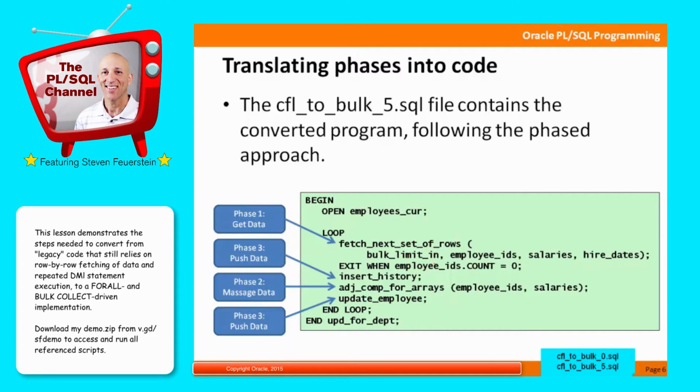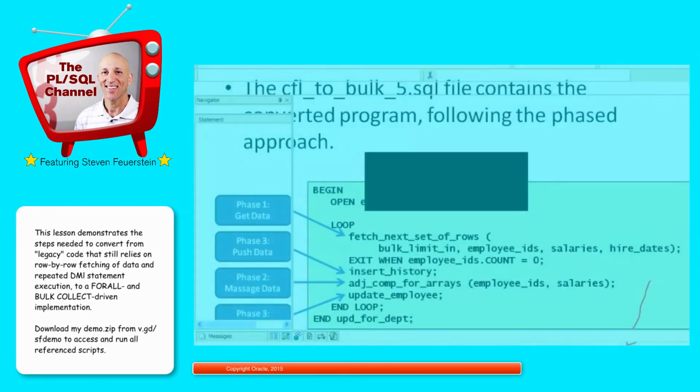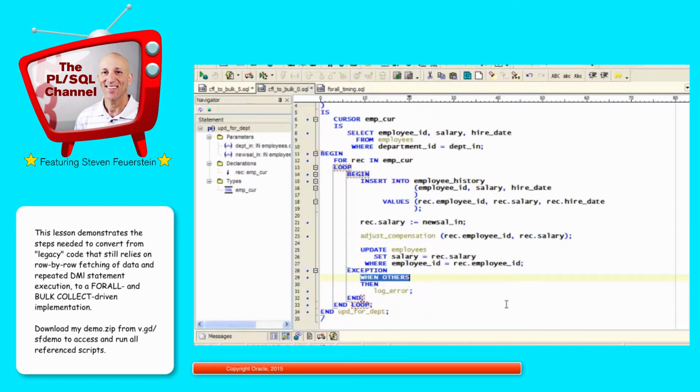So that's the basic idea in terms of the major steps. Let's take a look at the code. Now, CFL to bulk 0 is the starting point of my conversion process. CFL to bulk 5 is the ending of this particular set of steps. So off to the code we go. Again, here's my original code, 34 lines.